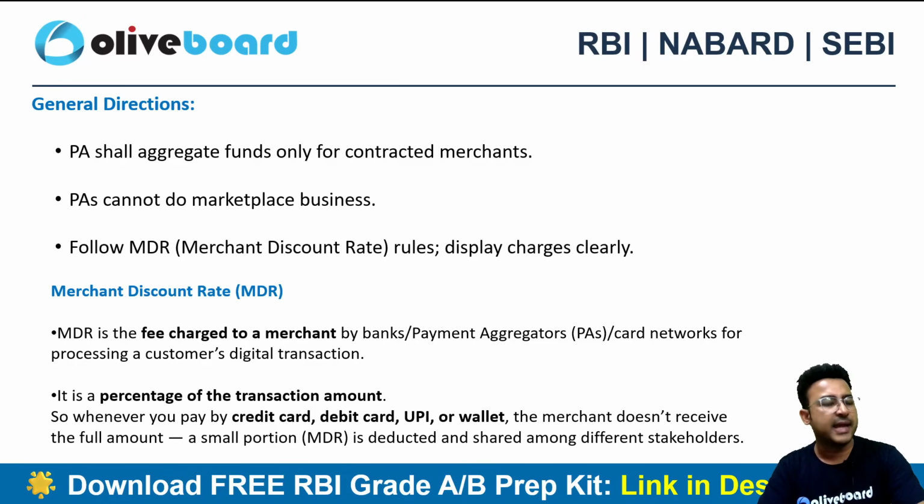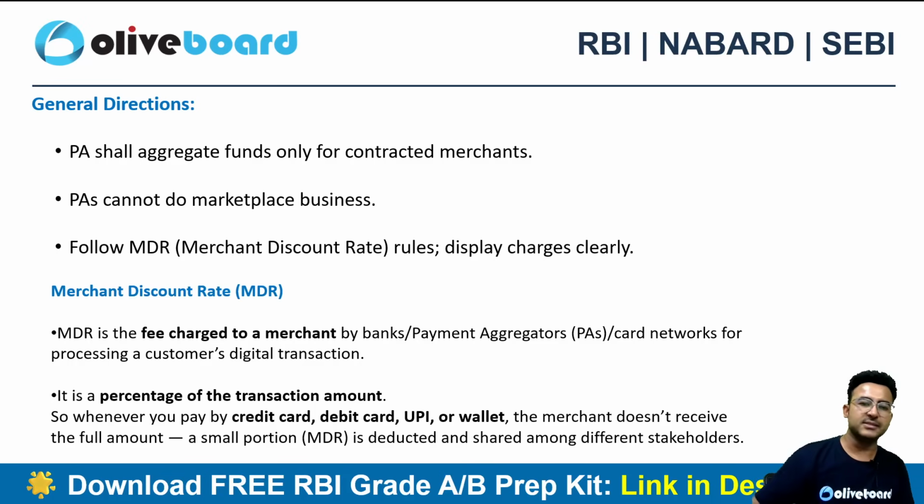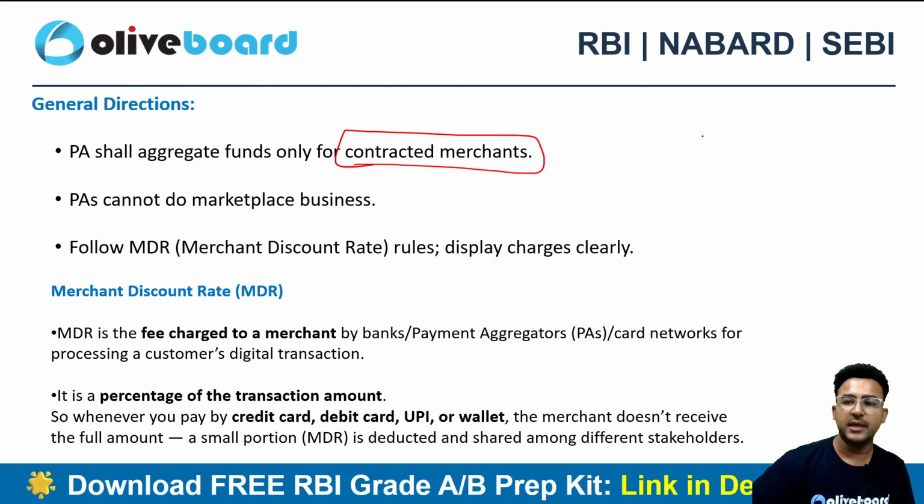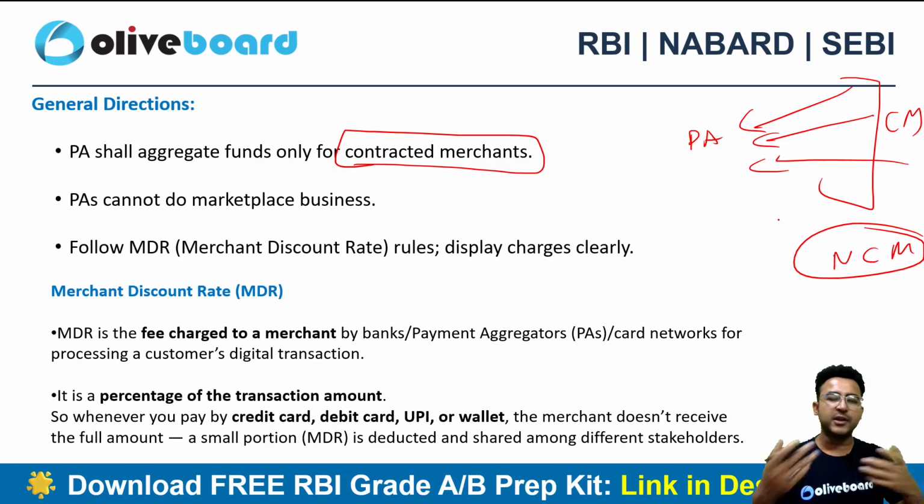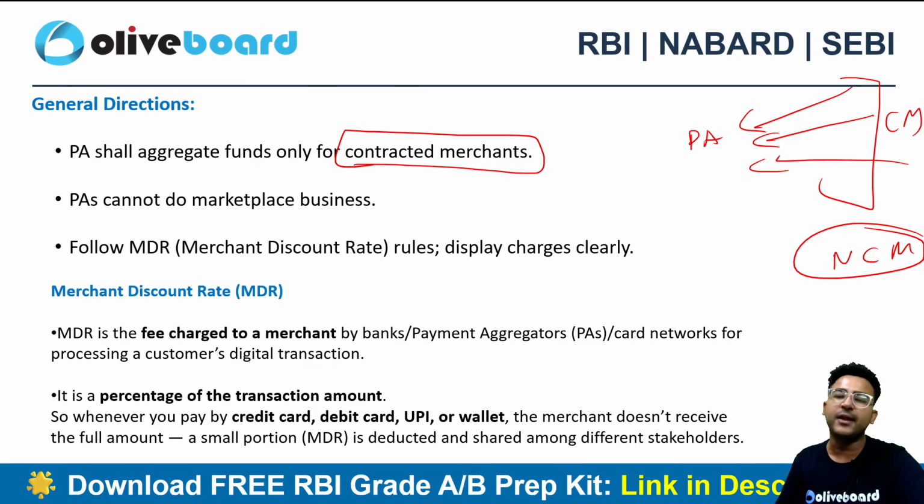Some of the general directions are: payment aggregators shall aggregate the funds only for contracted merchants. Let's suppose if I am a payment aggregator, I can aggregate funds on behalf of the contracted merchants. Let's suppose there is a non-contracted merchant. As of now, we don't have any kind of contract. I cannot receive any kind of payment on behalf of the non-contracted merchants.